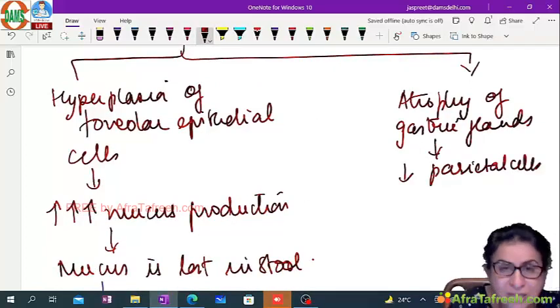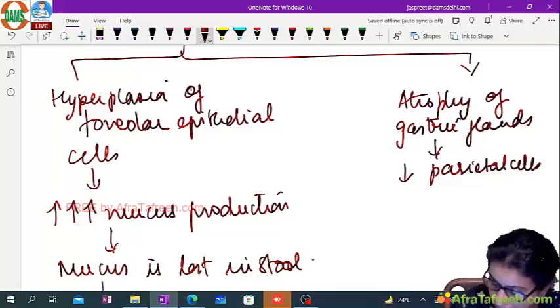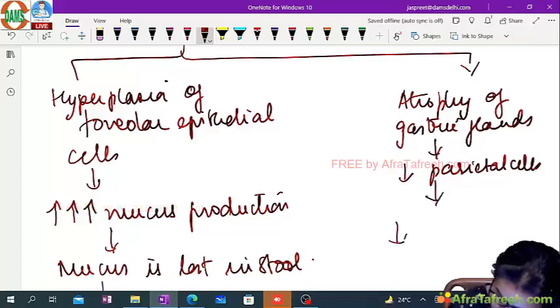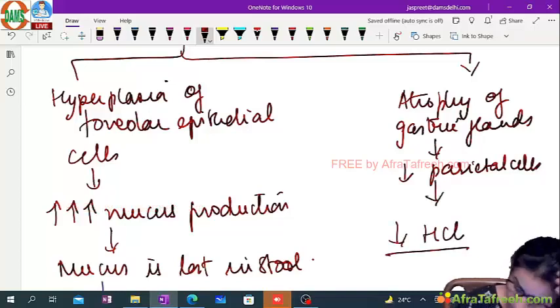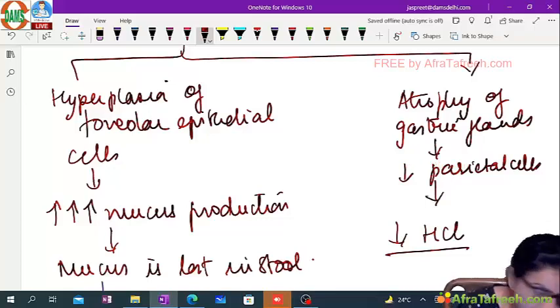So not just parietal, even the chief cells decrease. But when the parietal cells decrease, this leads to decreased hydrochloric acid production, decreased HCl production. So parietal cells also undergo atrophy. So there is decreased parietal cells or parietal cell atrophy, and as a result there is decreased acid production.